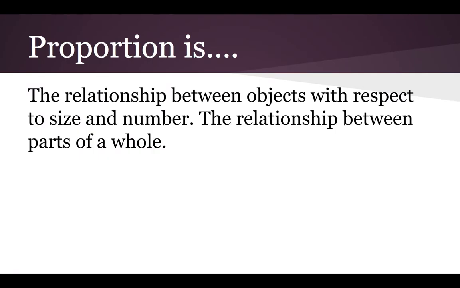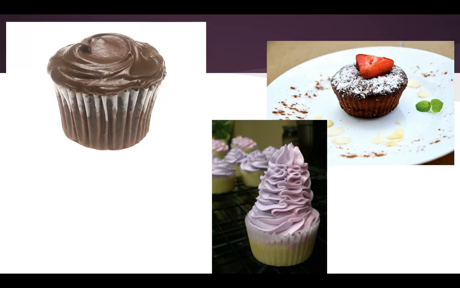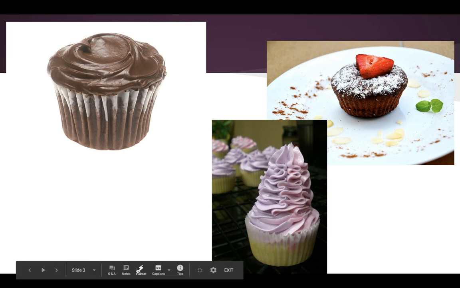Now, proportion is all about the relationships of sizes and numbers. And to me, this definition is kind of hard to understand. It's like, what are you talking about? So I'm going to start off with examples so you can understand and relate to this. Think about the relationship of sizes and amounts of things. So let's talk something that you probably like, cupcakes.